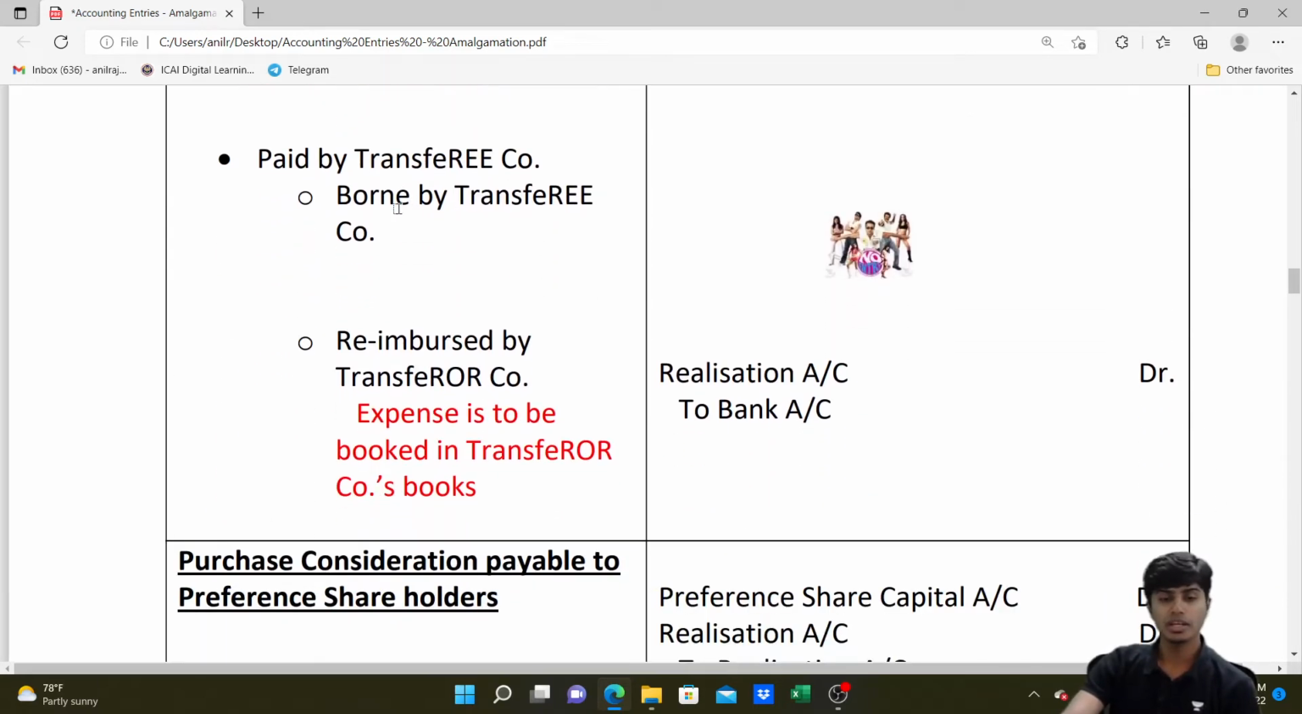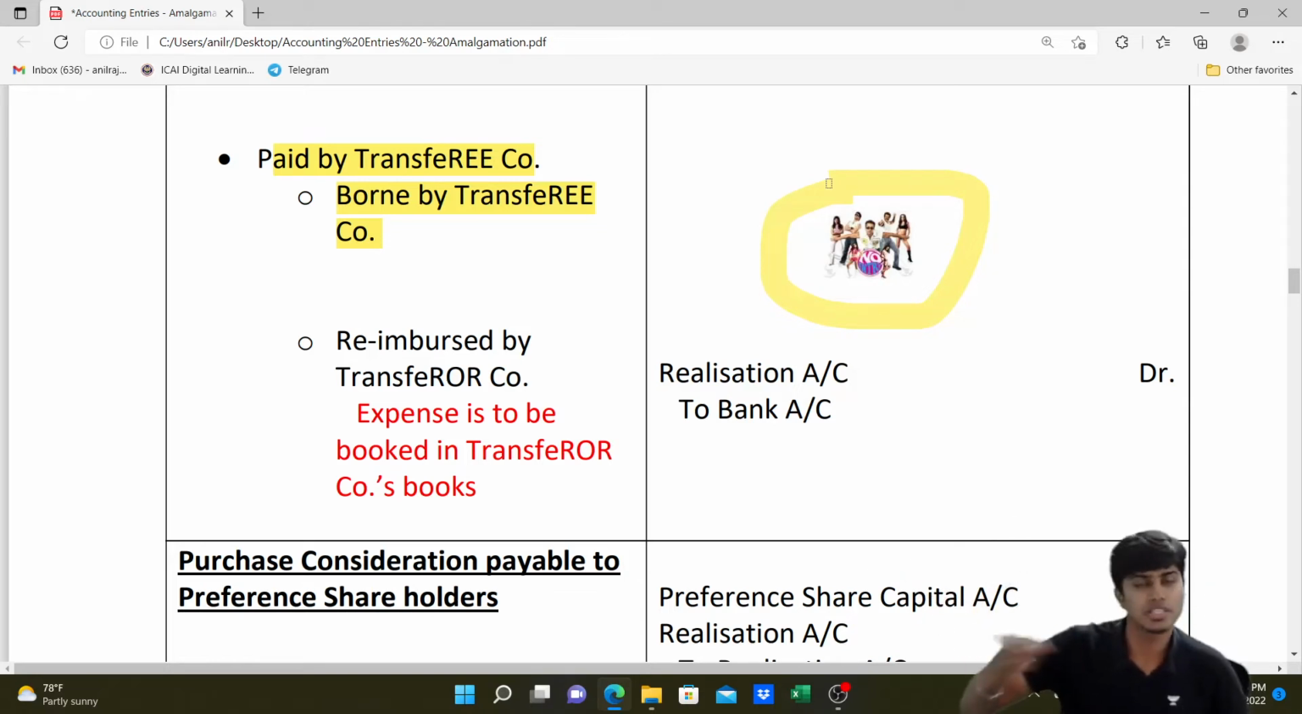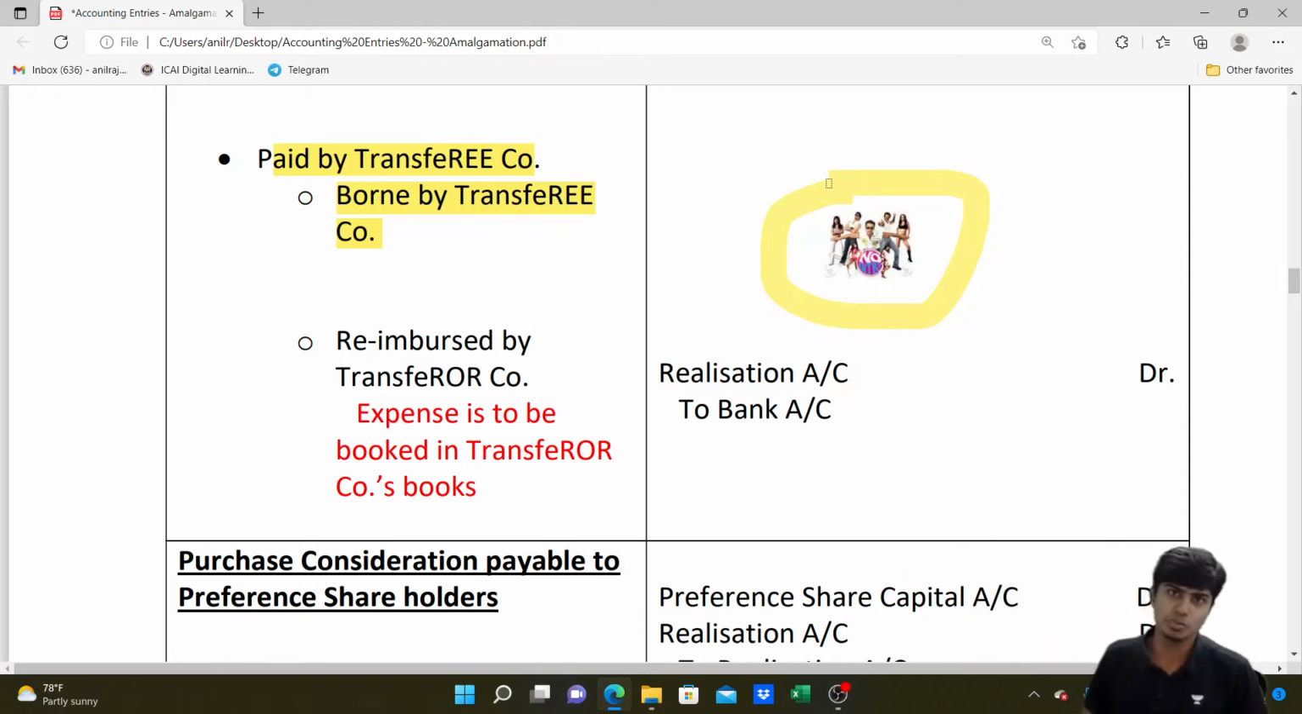What if transferee pays? Then what do we do? If transferee pays and is bearing that expense, we will not write any entry. Why? He is paying. He is recording it as expense. Why will I write an entry? He will record the entry, he will pay, he will book the expense. I will not write it. So if the liquidation or realization expenses are paid by transferee and borne by transferee, I will not write it.